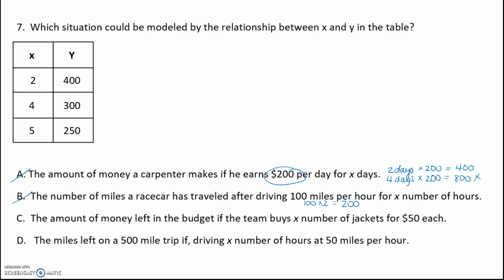Okay, what about D? It says the miles left on a 500-mile trip if driving X number of hours at 50 miles per hour. So if I start at 500 and I drive for 2 hours, that means I go 100 miles. So I should only have 400 left. If I travel 4 hours, 4 times 50 is 200. So 500 minus your 200 leaves you 300 miles. Looking pretty good to me.